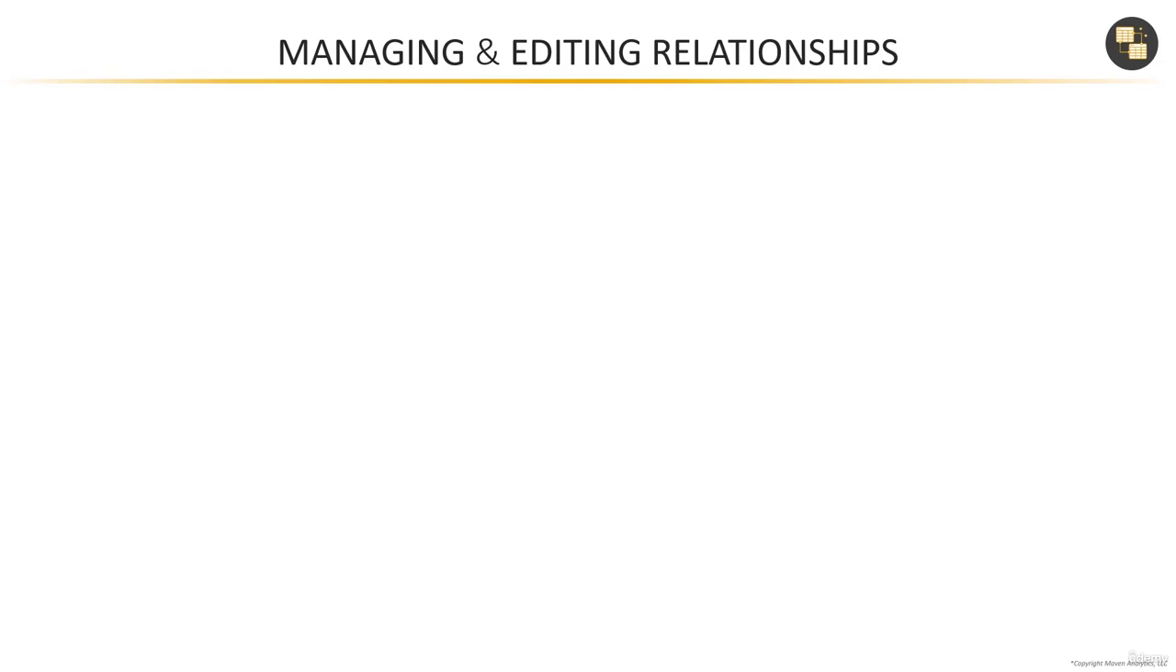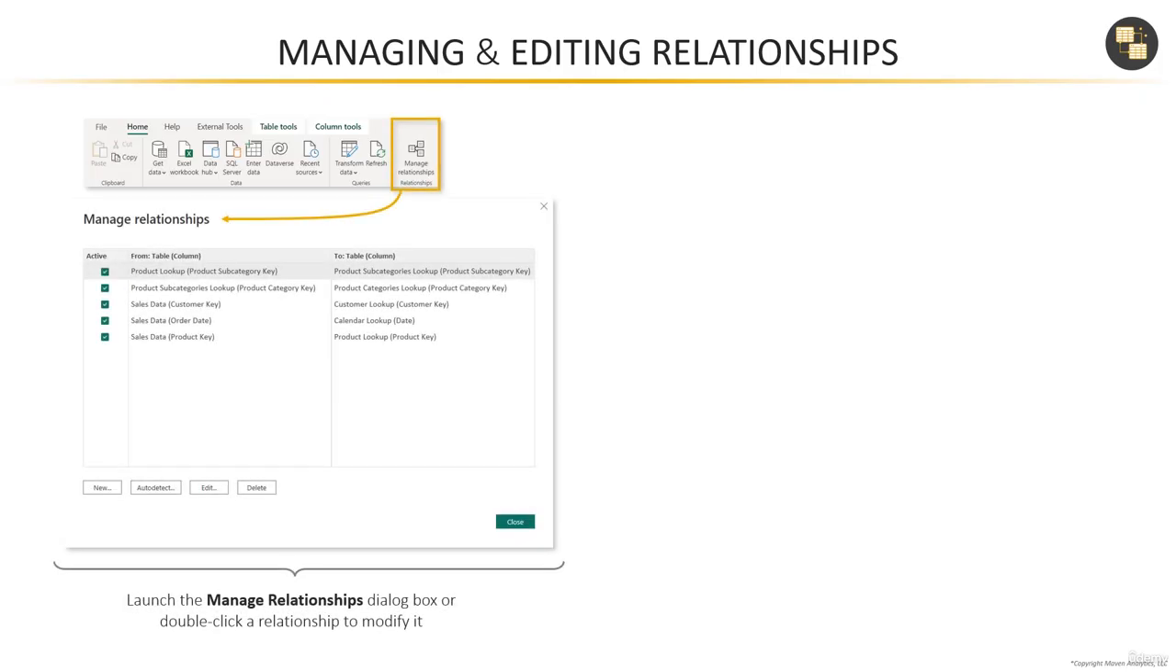Let's take just a minute and talk about how to manage or edit relationships that you've already created. So from the Home tab, you can launch the Manage Relationships dialog box. That's going to list out all of the relationships that exist in your model. It's where you can create or auto-detect brand new relationships or edit or delete existing ones.